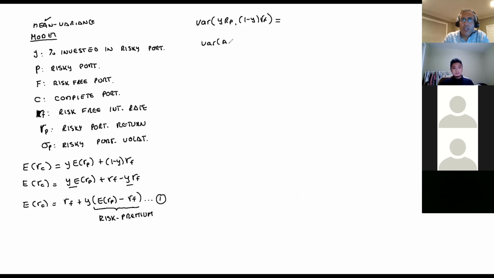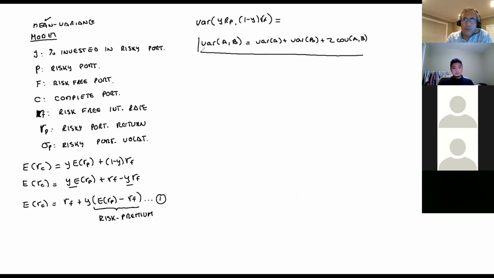So guys, the formula is simply, in general, when you have the variance of A comma B, it is simply going to be the variance of A plus the variance of B plus 2 times the covariance of A comma B. So this is your general formula, please.